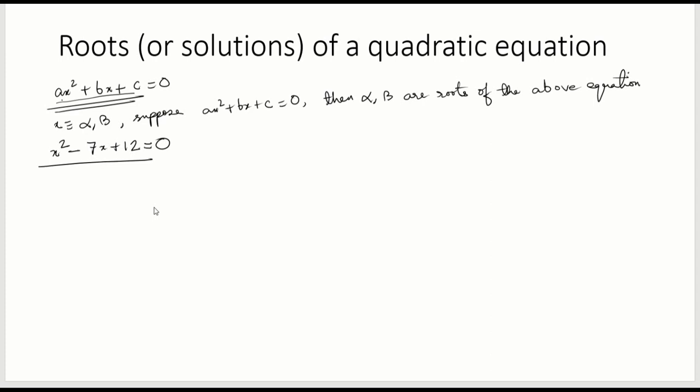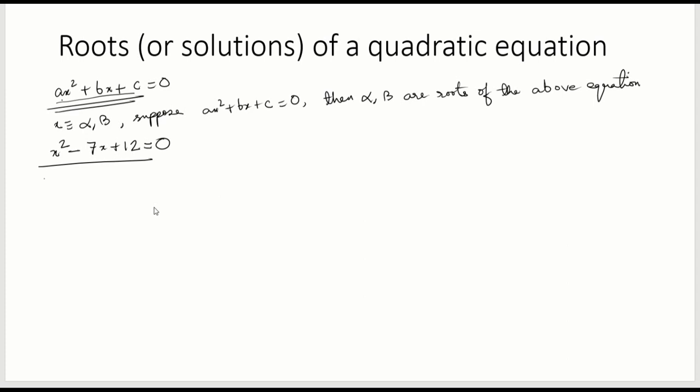Now we need to find out the root of this equation: x squared minus 7x plus 12 equal to 0. For that, as I already said, we need to see for what value of x the expression on the left hand side becomes equal to the expression on the right hand side, which is 0. x squared minus 7x plus 12 will be equal to 0. For what value of x is it possible?